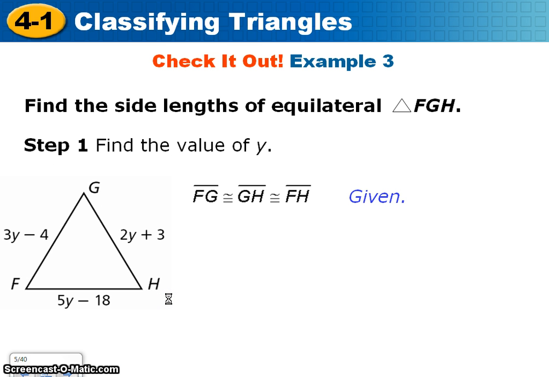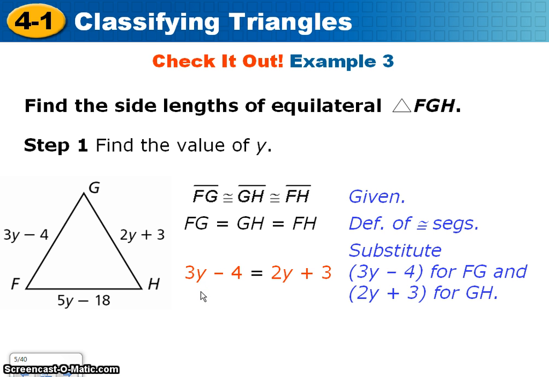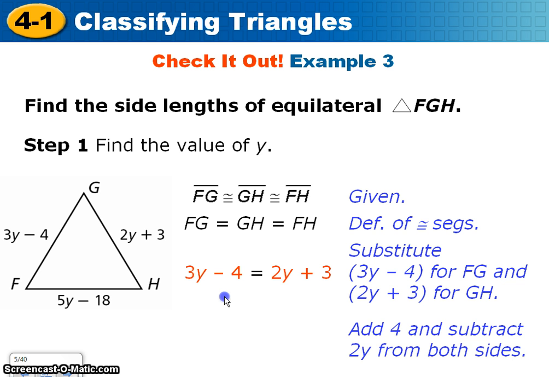In the next problem, I'm told that my triangle is equilateral, so all 3 segments are congruent. I can choose any 2 of them as equal segments to solve for the value of y. This one happens to use segments FG and GH being equal in measure, so 3y minus 4 equal to 2y plus 3. But I also could have solved 2y plus 3 equal to 5y minus 18, or 3y minus 4 equal to 5y minus 18. All of them would have given me the value for y equal to 7.